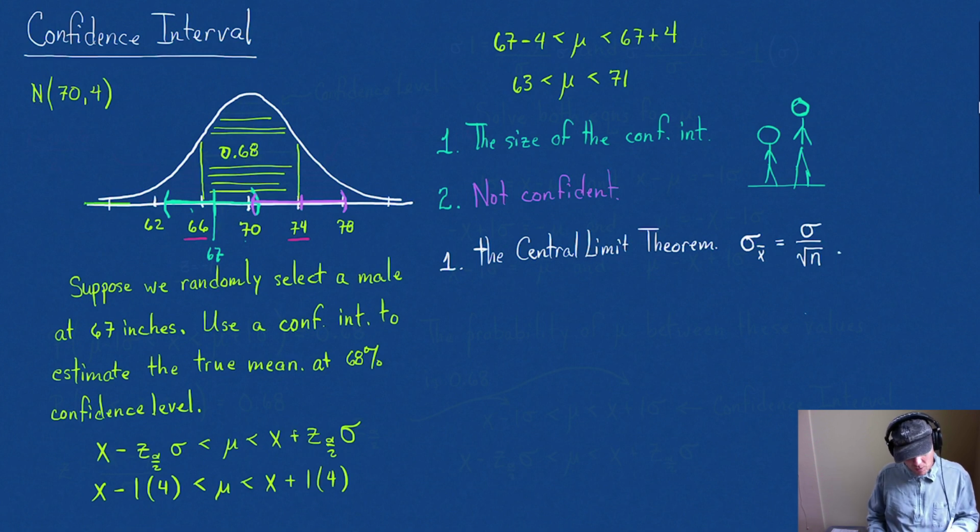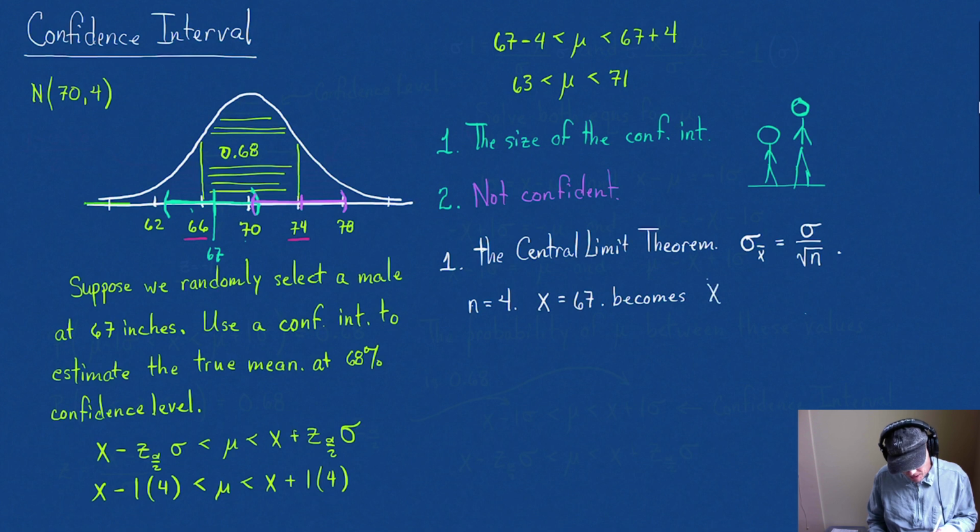Well, let's try this. Now instead of just selecting a single male, what if we select maybe 4 males? Well, what would happen? Then my curve or my equation would become something like this. And so now we wouldn't write that x equals 67 anymore. This becomes x bar equals 67. So the probability now is we select not just a single male, but a group of four males that have an average height of 67 inches.